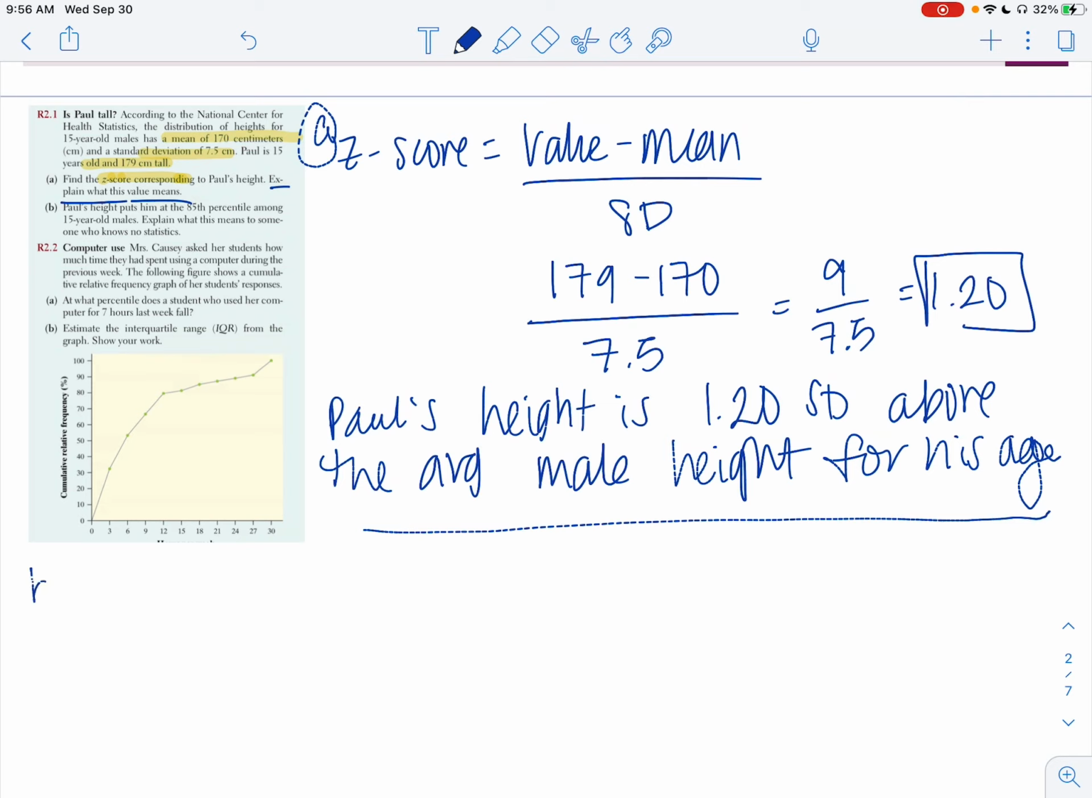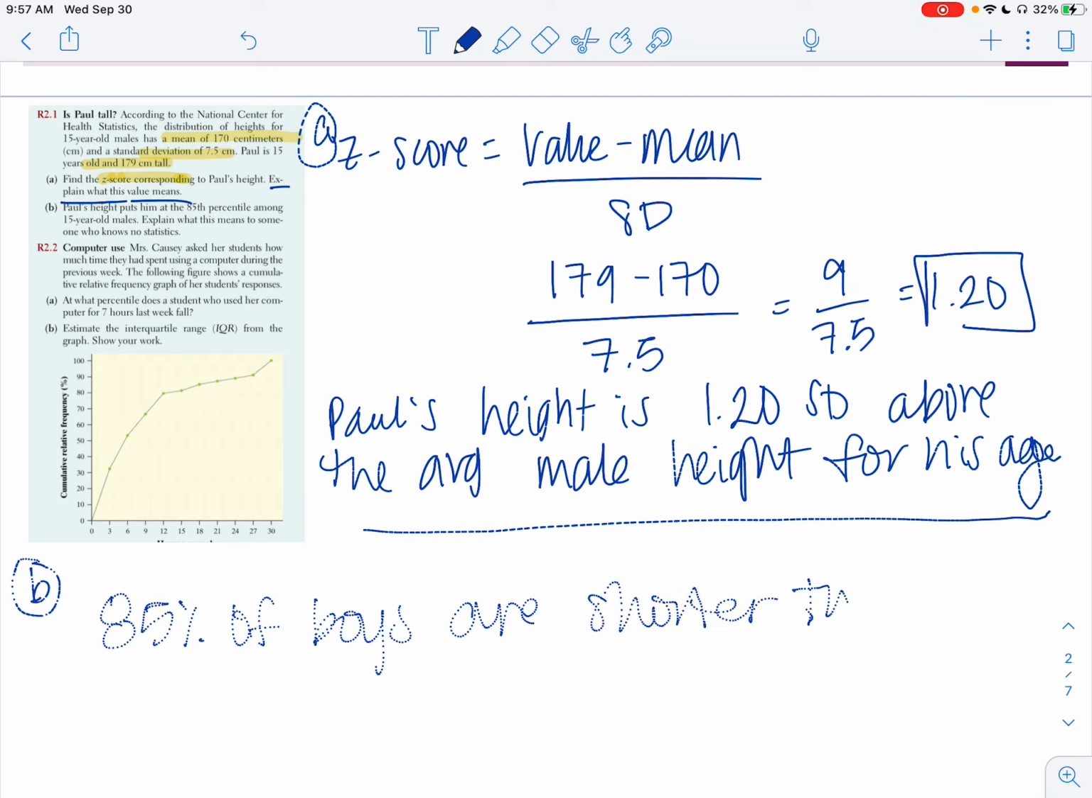All right, now if we look at part B here, Paul's height puts him at the 85th percentile among 15-year-old males. Explain what this means to someone who knows no statistics. So if he's at the 85th percentile, that means that 85% of boys are shorter than or equal to Paul.